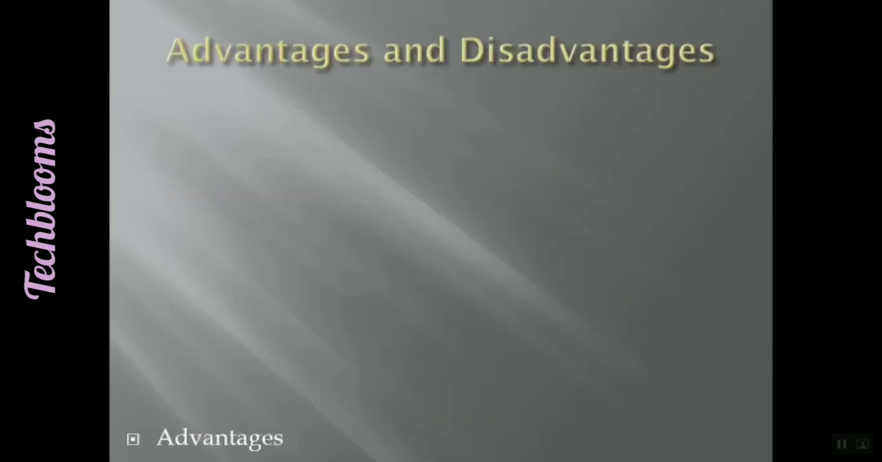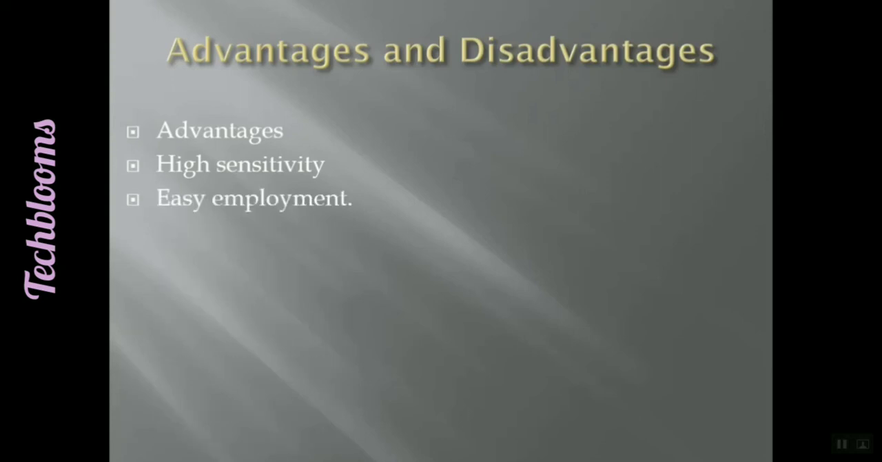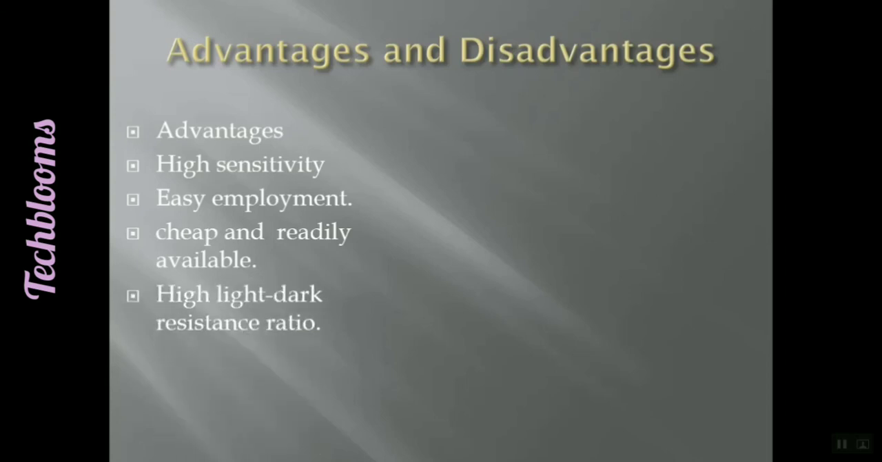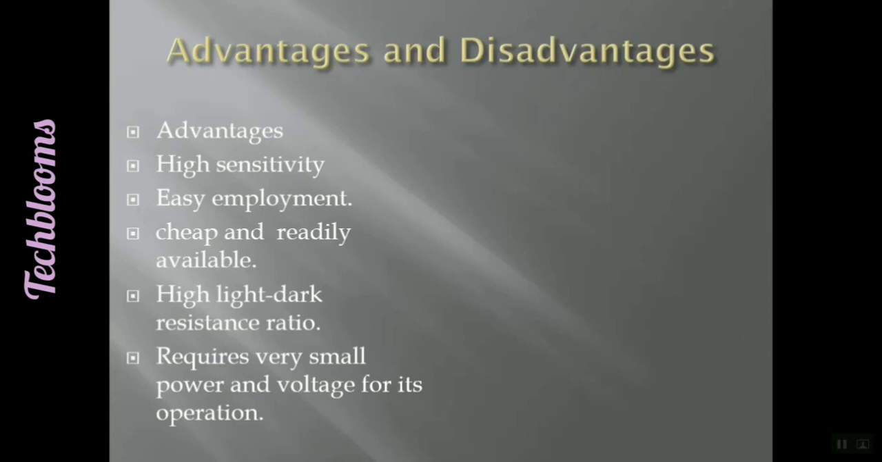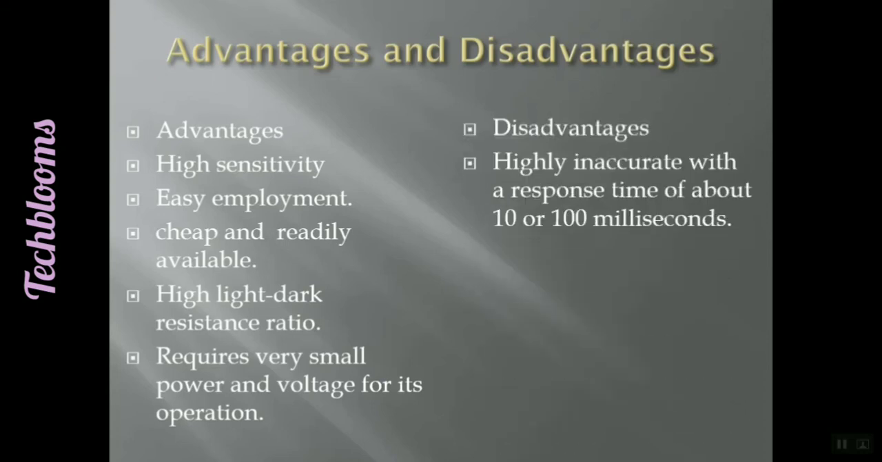So what are the advantages and disadvantages of an LDR? Advantages: first, it is highly sensitive, meaning it can react to any wavelength. Easy employment, handling is easy, cheap and readily available, high light to dark resistance ratio, and it requires very small power and voltage for its operation. What are the disadvantages? Highly inaccurate, with a response time of about 10 or 100 milliseconds.